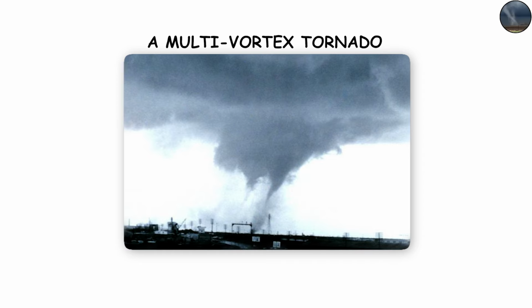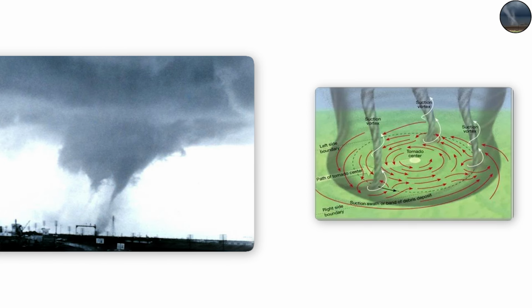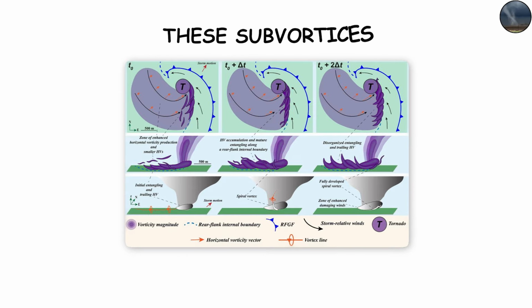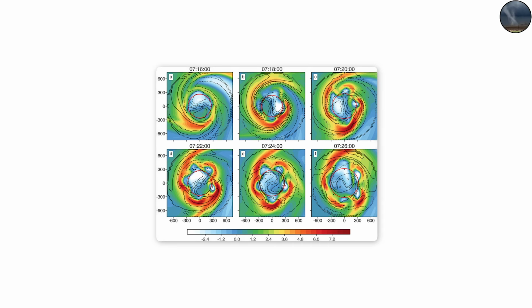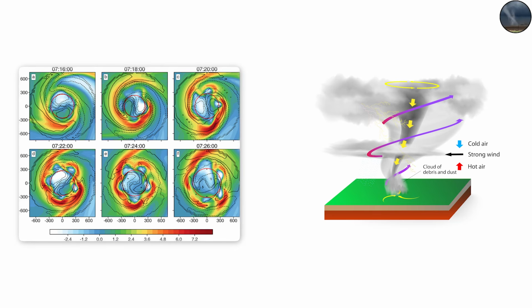A multivortex tornado doesn't refer to a different outer shape, but to what is happening inside the main funnel. Within the main circulation, there can be two or more smaller rotating columns, called subvortices. These subvortices spin around the center of the larger tornado, like horses on a carousel. Each subvortex can generate extremely high wind speeds, sometimes stronger than the larger funnel itself.